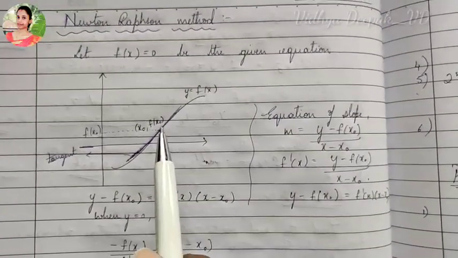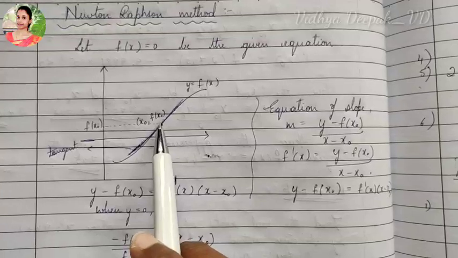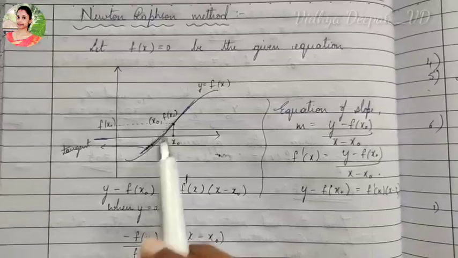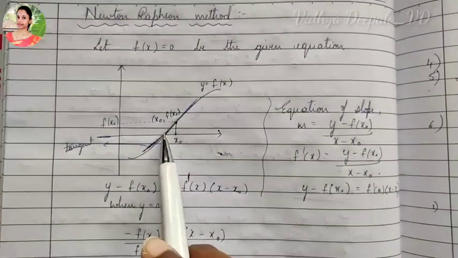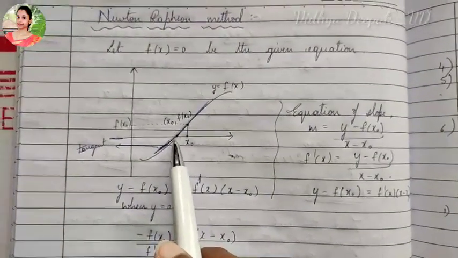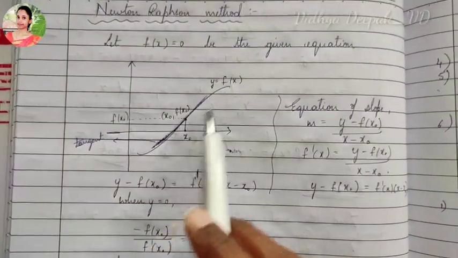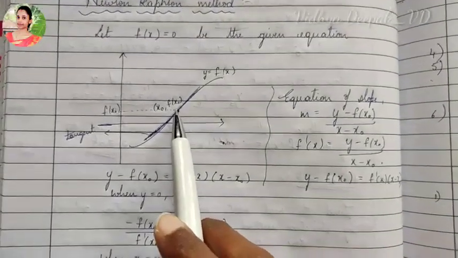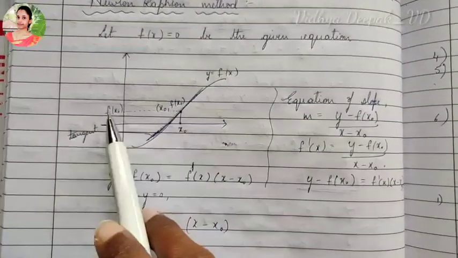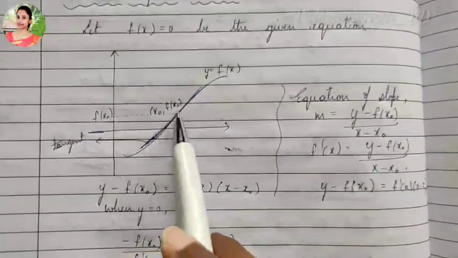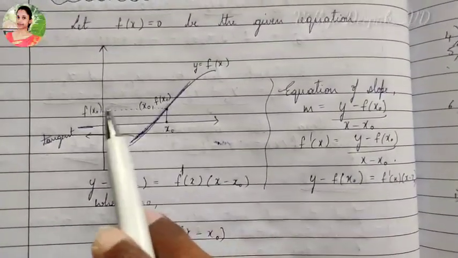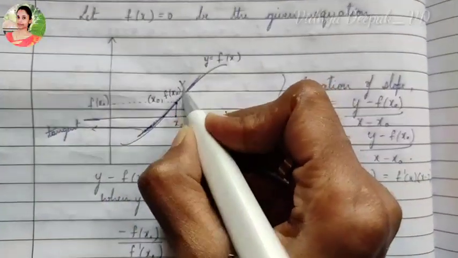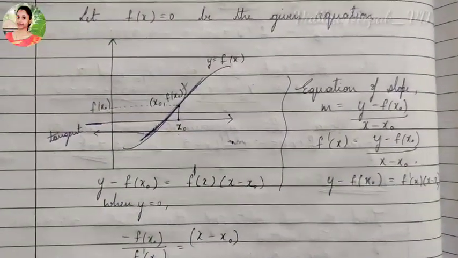I am taking a point on this curve which is near to the root. The root is where this curve touches the x-axis. If I take a point here on the curve, from this I get the x value and from this I get the y value. I'll consider the value here to be x0 and the value here to be f of x0. So this point is x0 comma f of x0, right?